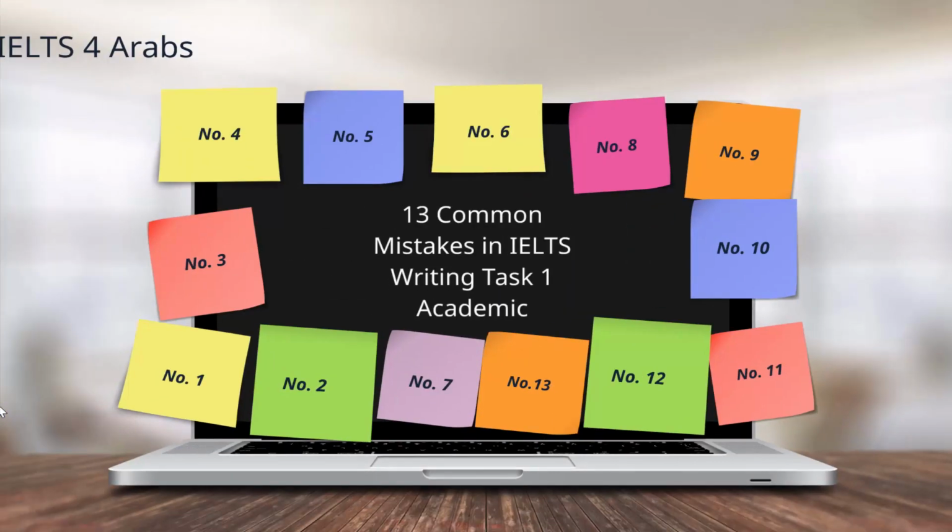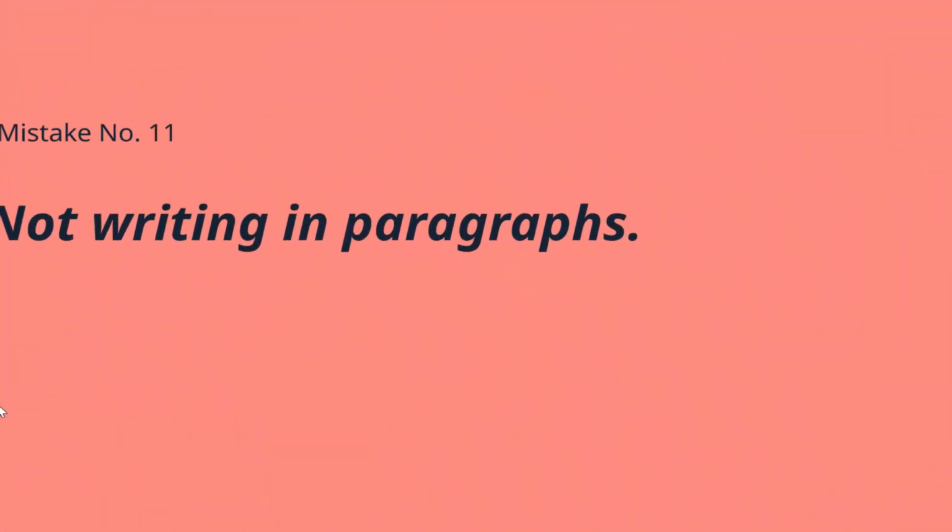Common mistake number 11: not writing in paragraphs. Don't just write in prose, P-R-O-S-E. Now you need to divide your report into 4 paragraphs. The introduction and the overview go on the very first page, and on the second page in the writing answer sheet, you can just write paragraph 1 and paragraph 2. Don't just write in prose or in bullet points. You just need to write in paragraphs: introduction, overview, paragraph 1, paragraph 2.